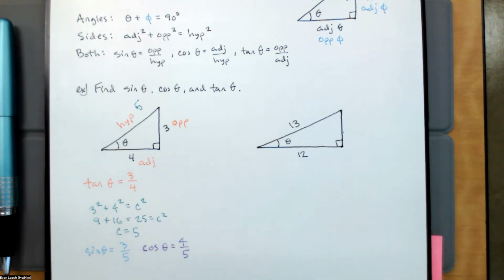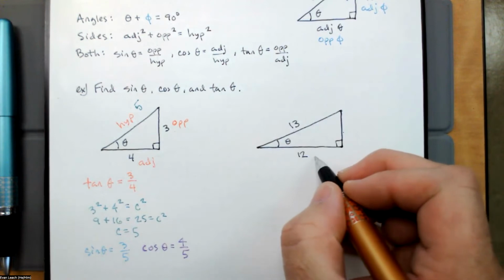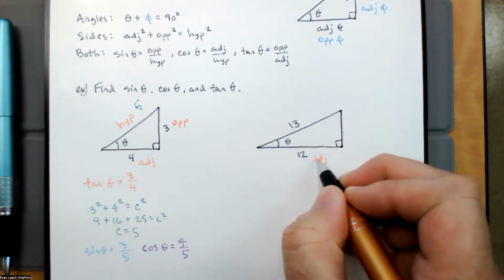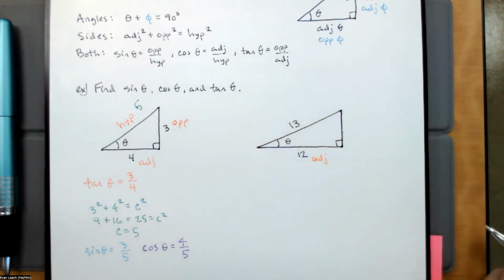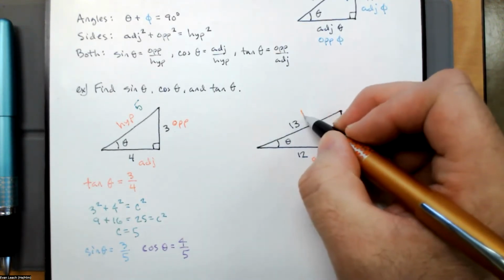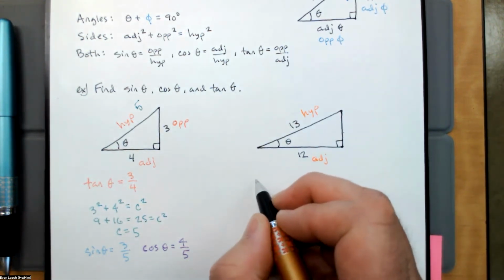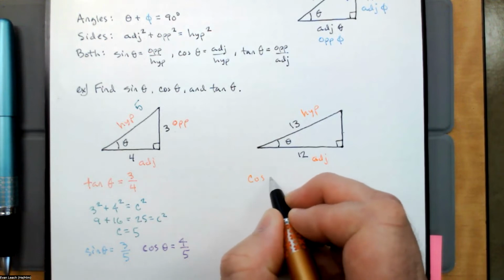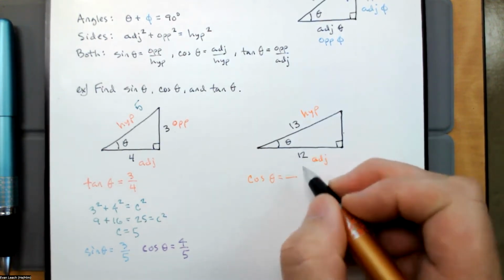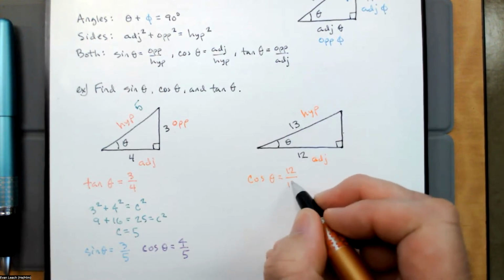On the other triangle, what is the 12 relative to the angle theta here? 12 is adjacent to the theta. And what is 13? Hypotenuse. So in this case, we don't know what the side opposite theta is, but we can write down one of our trig ratios right away. Which one involves adjacent and hypotenuse? Cosine. So we can say that cosine of theta is adjacent over hypotenuse.